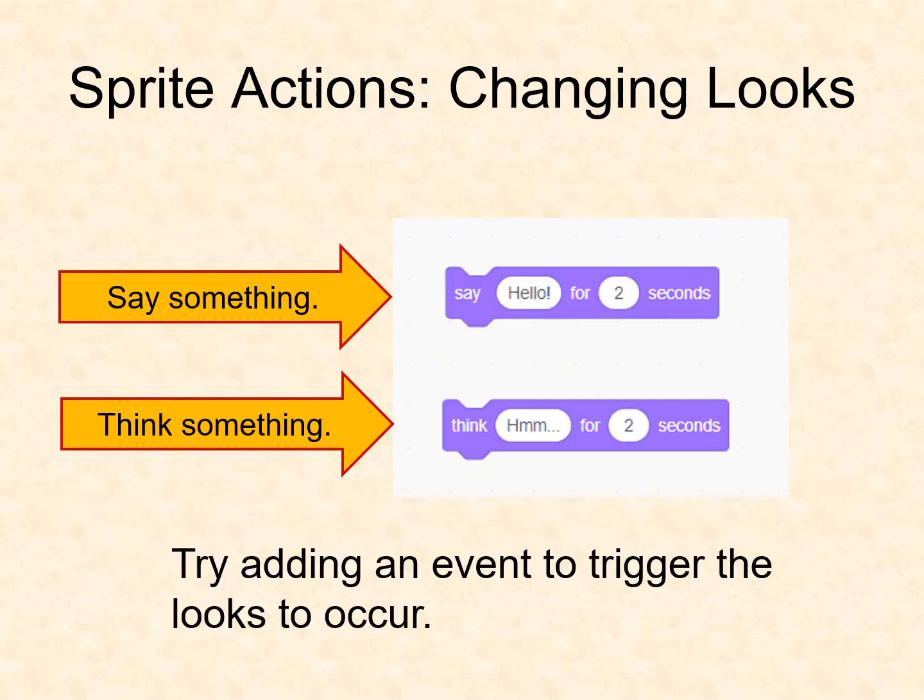Let's experiment briefly with one more thing to do with sprites. Let's change the looks of a sprite. By looks, in this case, we're not talking about the appearance of the clothing and so on, but rather the character or the sprite can say something or think something. So we can type in whatever we want the character to say or think, and we can specify a number of seconds.